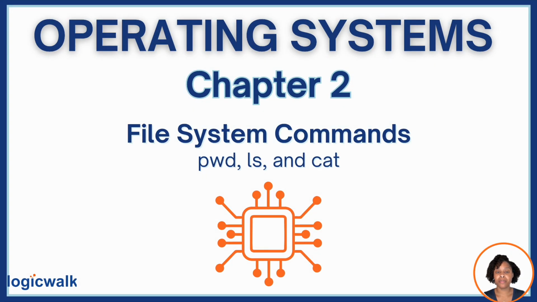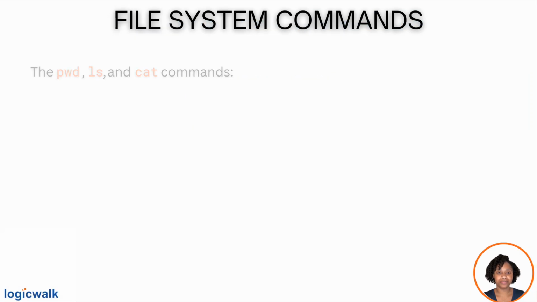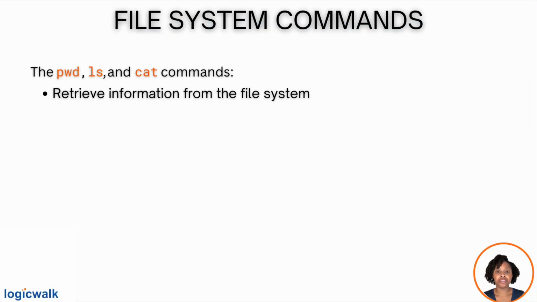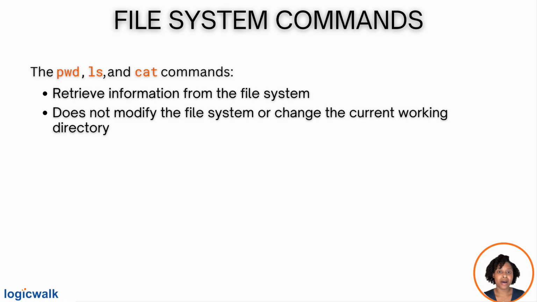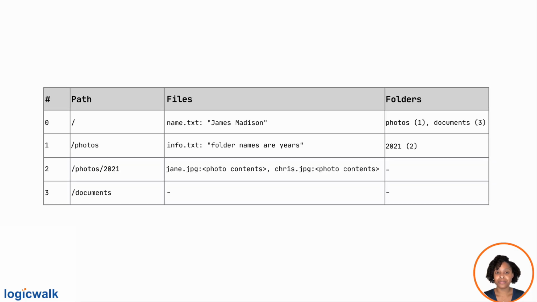Previously, we learned how to use commands like pwd, ls, and cat from the shell. In this lesson, we're going to look deeper at how the LWOS processes these commands internally. All three of these commands retrieve information from the file system, but they do not modify the file system or change the current working directory. For this lesson, we will use the following file system.